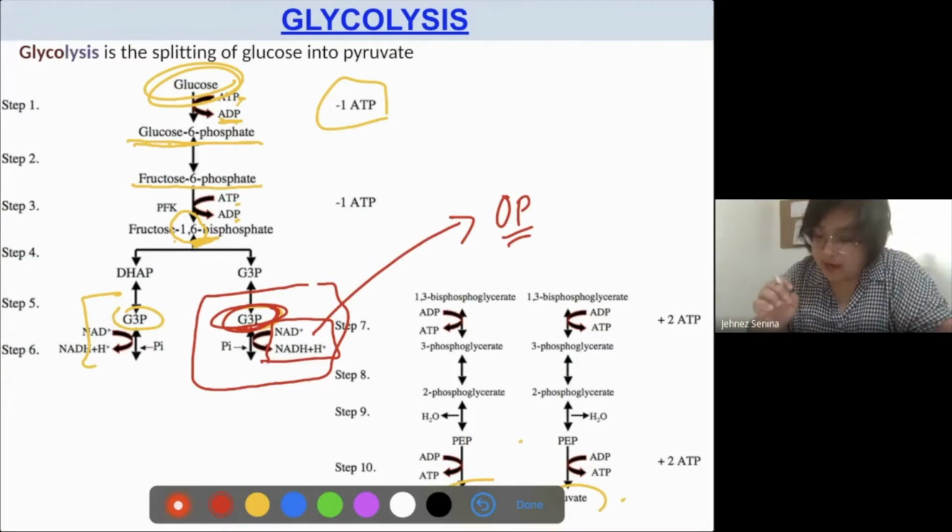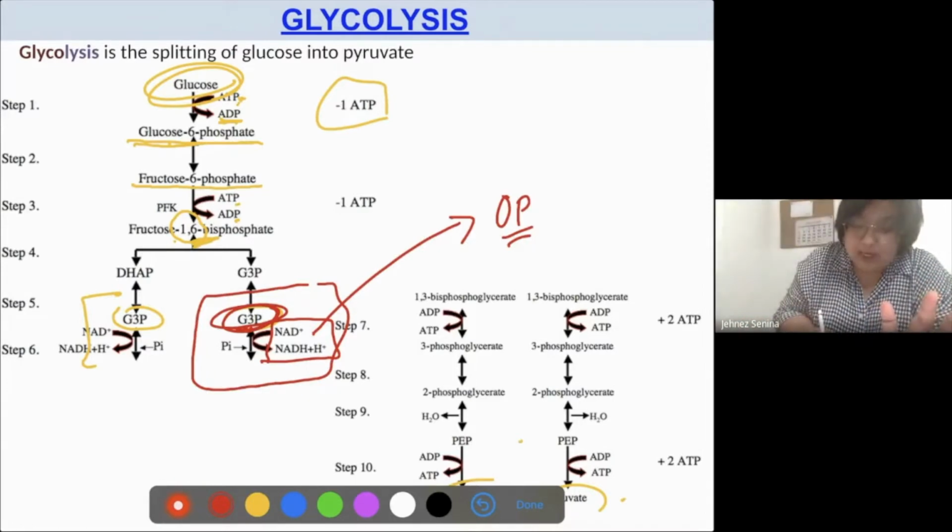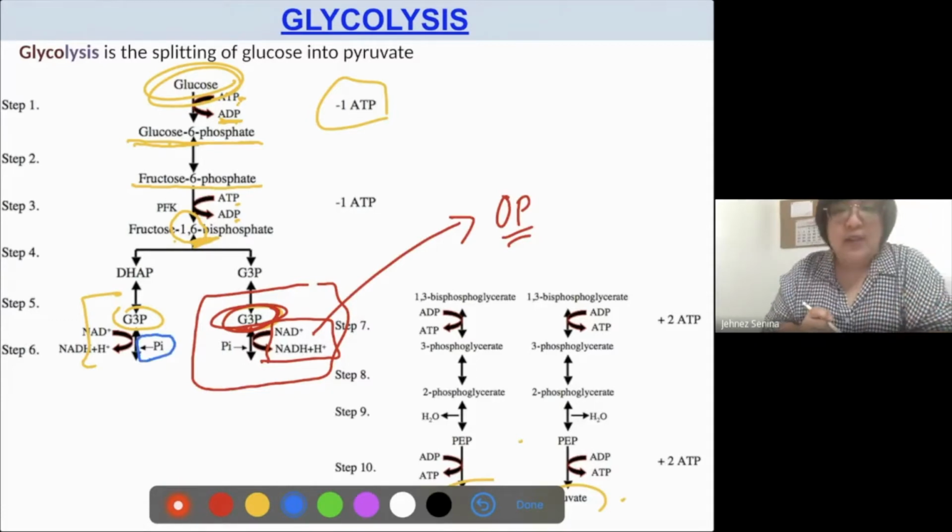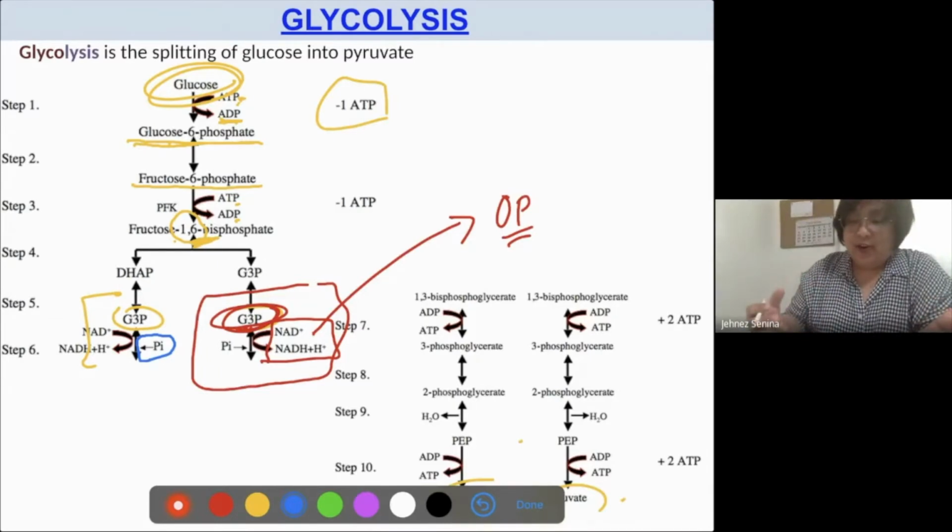So where are we now? Next. There's this little small arrow that says Pi. That's not Philippines. That's not pi in math. That just means a phosphate ion. When G3P is oxidized and NAD plus is reduced, the molecule is again phosphorylated. We're adding another phosphate here.